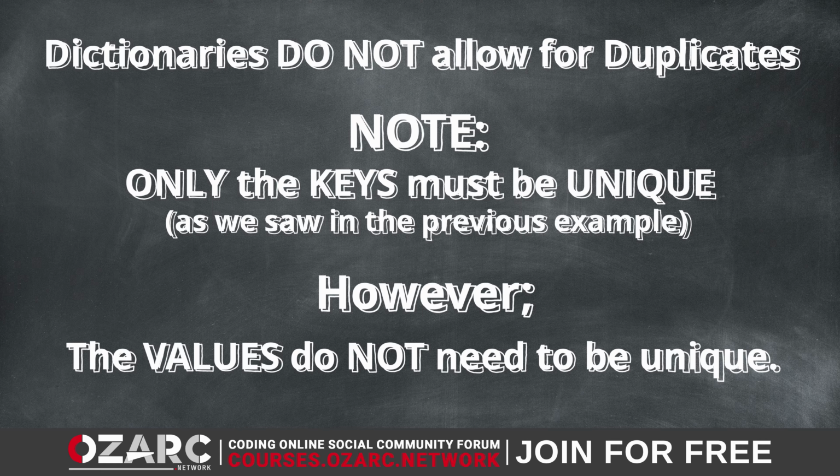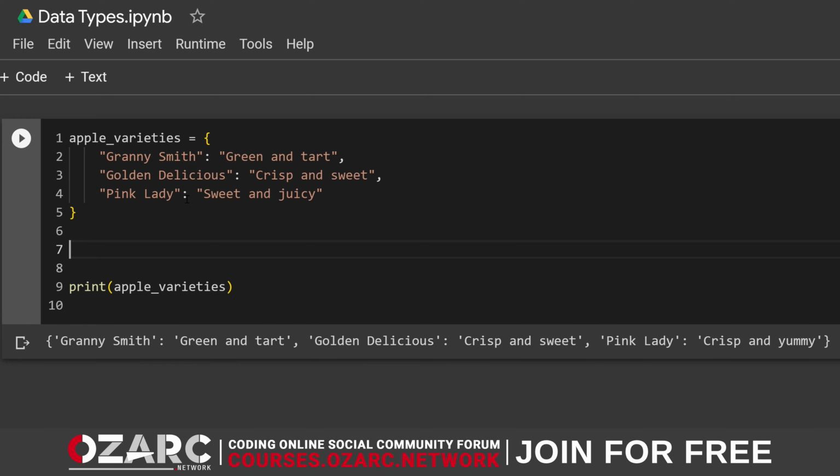Here's an example. Let's change the value or label of the Pink Lady from sweet and juicy to the same green and tart label that Granny Smith has. Now our code will look like this. apple_varieties = {"Granny Smith": "green and tart", "Golden Delicious": "crisp and sweet", "Pink Lady": "green and tart"}.